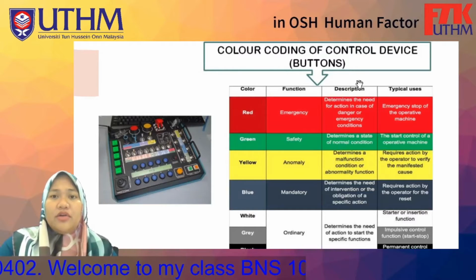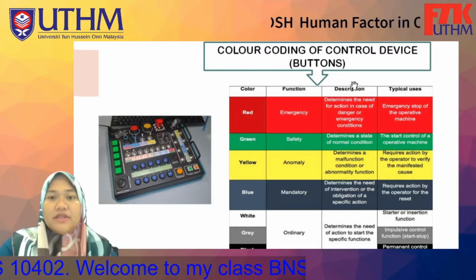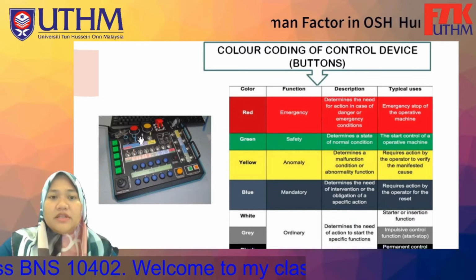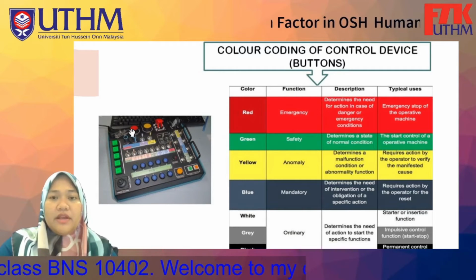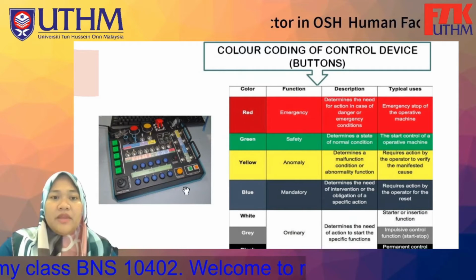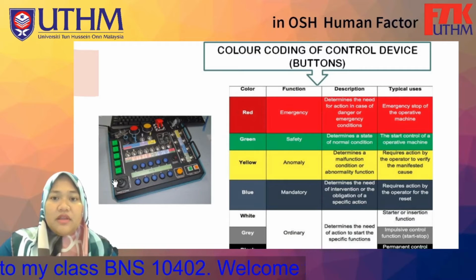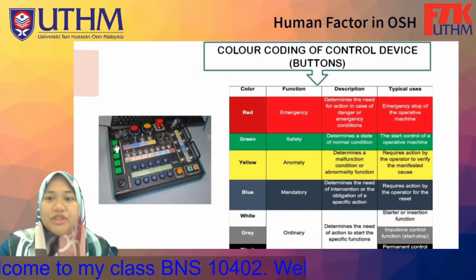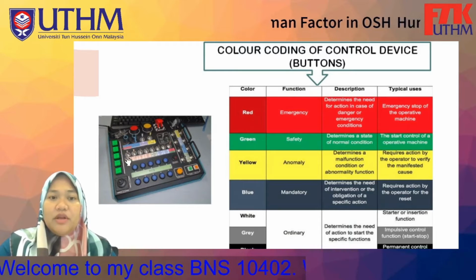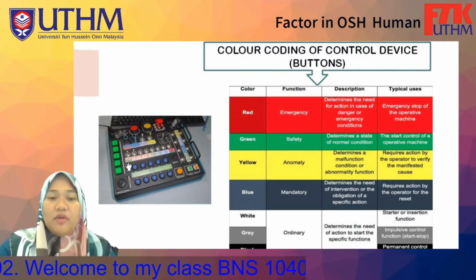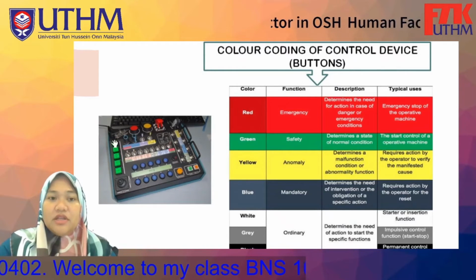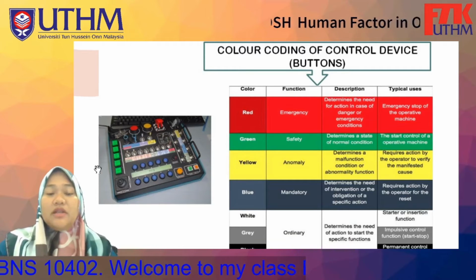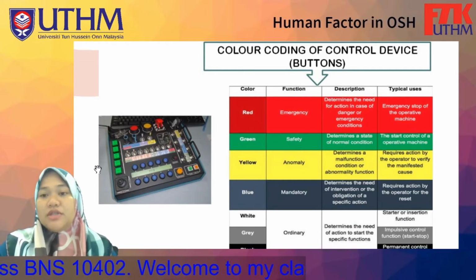How about the color coding of control devices, for example buttons? The color coding for these buttons: red is for emergency. Green is for safety. Usually the description is to determine a state of normal condition, typically used to start control of an operating machine. Usually green is the button to start your equipment or machine.